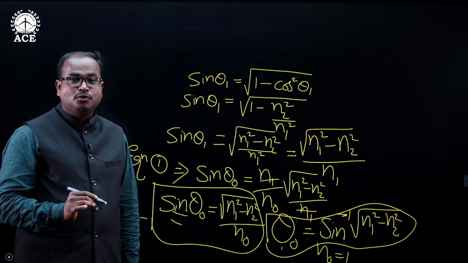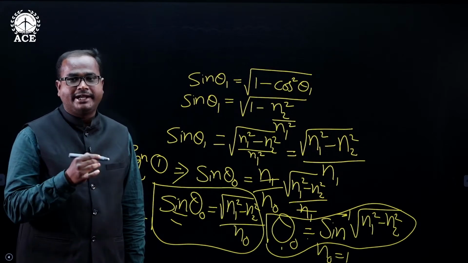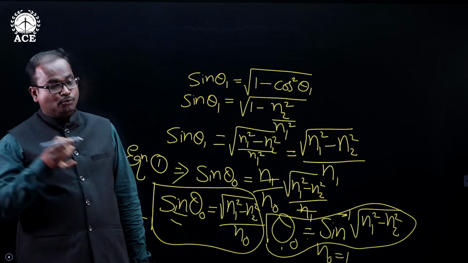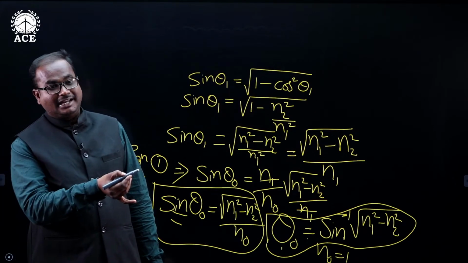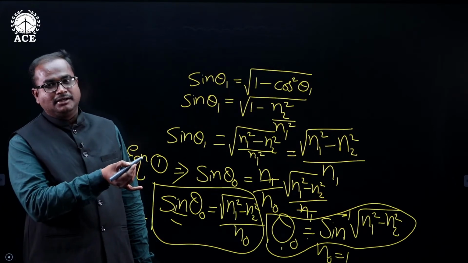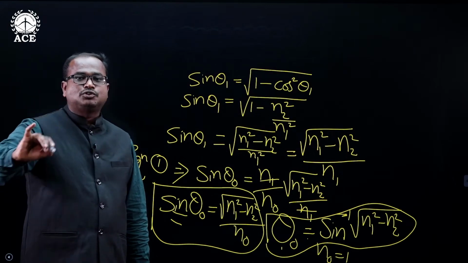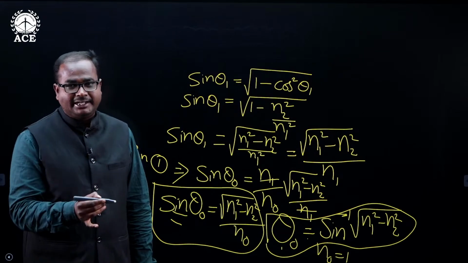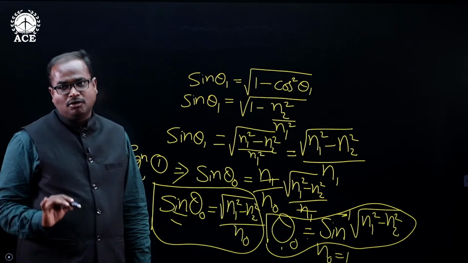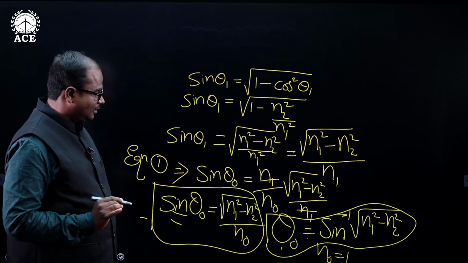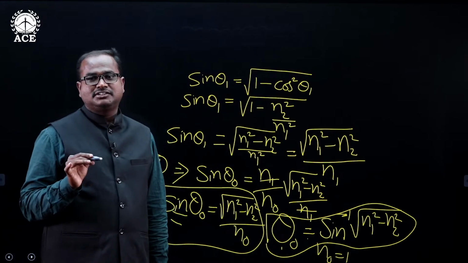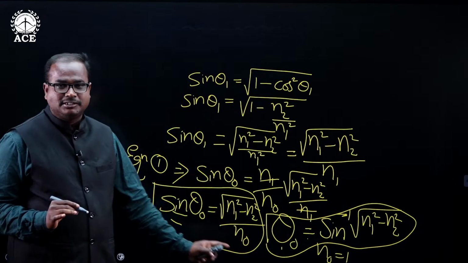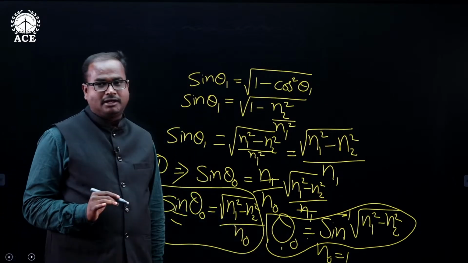That means if you know the refractive indices of core and cladding, we can evaluate the acceptance angle, up to which angle you can launch the light beam into the optical fiber so that it undergoes total internal reflection. If you launch the light beam exceeding that angle, the light ray will not undergo total internal reflection. So if you know the refractive indices of core and cladding, you can find the acceptance angle by using this formula.